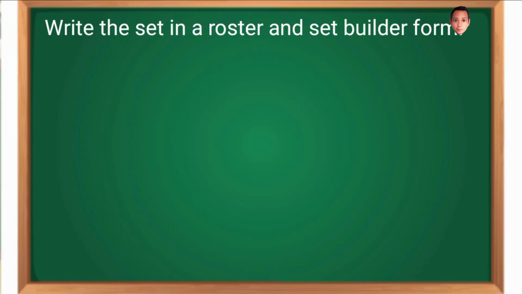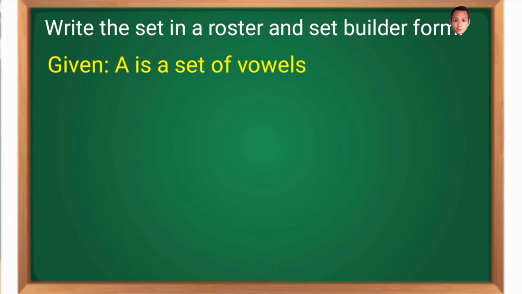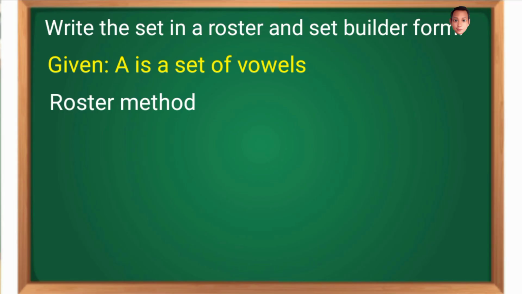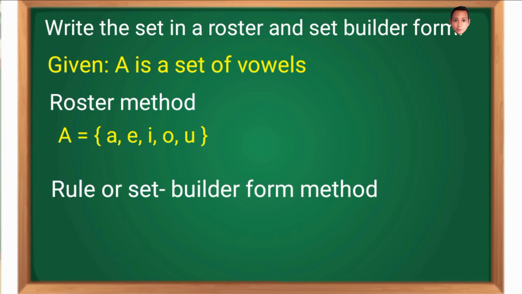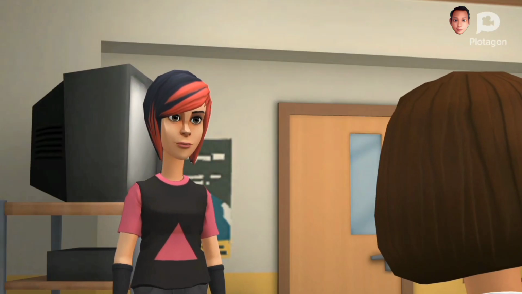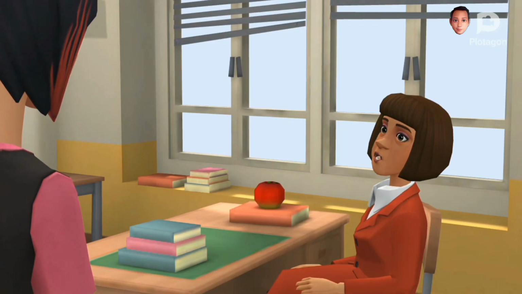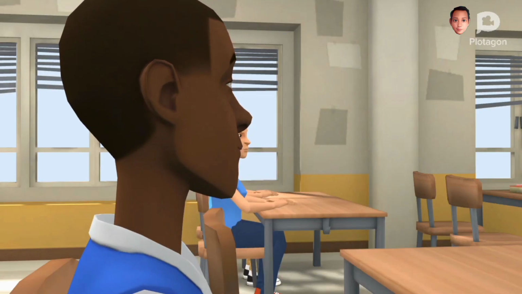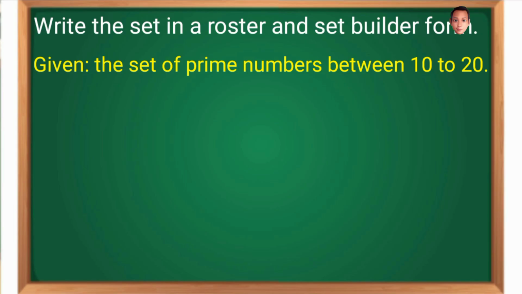Write the set in roster form and set builder form. A is a set of vowels. Who would like to answer? Ma'am. Okay, Lizzie. Done, ma'am. Correct. Very good. Last one, the set of prime numbers between 10 and 20. Who would like to answer? Ma'am. Yes, Scott, go ahead.